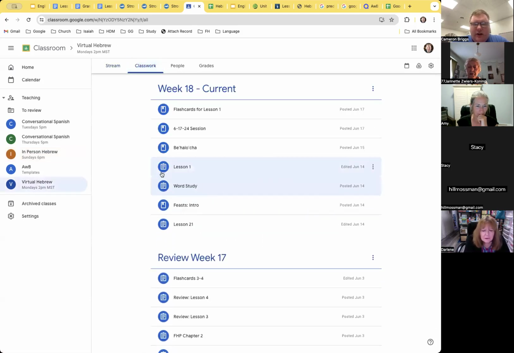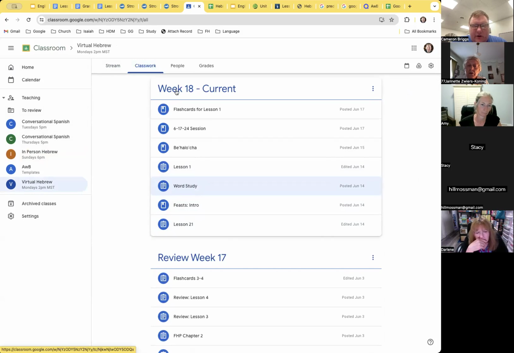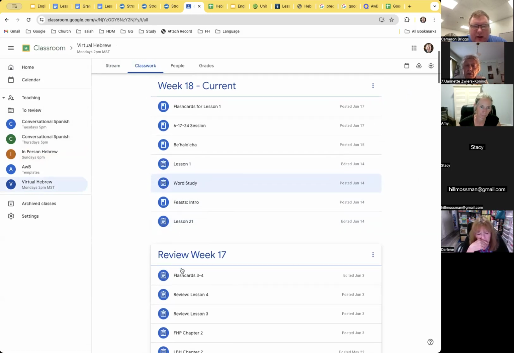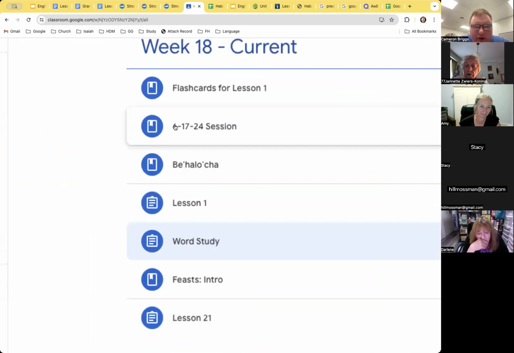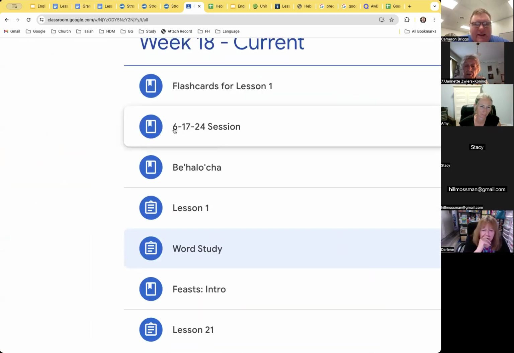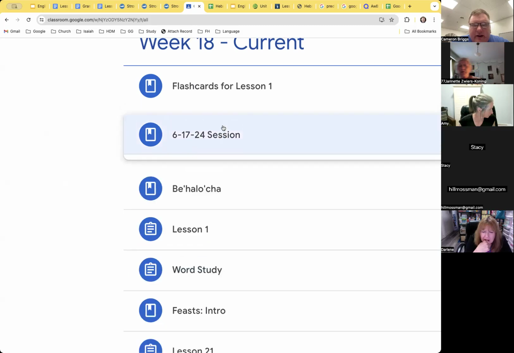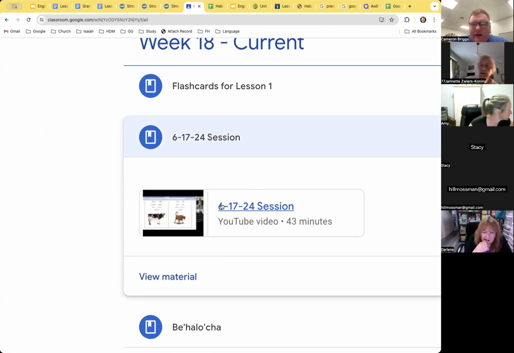Correct. Yeah. So any of our Hebrew ones here, if you come into the Google Classroom and click on classwork in any given week, there's some flashcards. I'll put the date on it. Those flashcards are right there. For the 6/17/24 session, if you click on that, then you can watch the recording of the class.